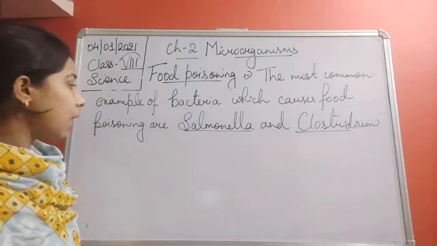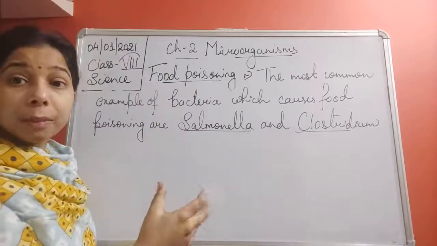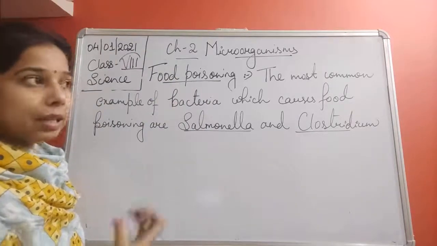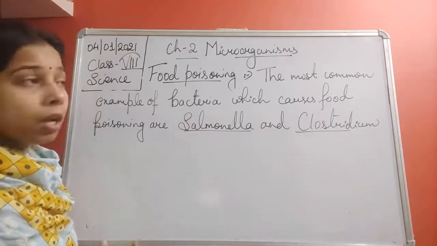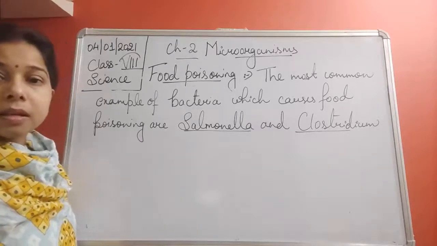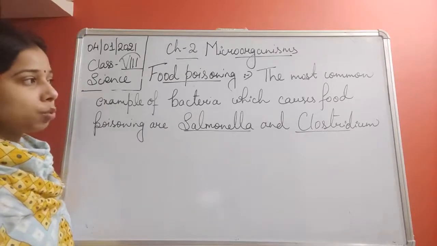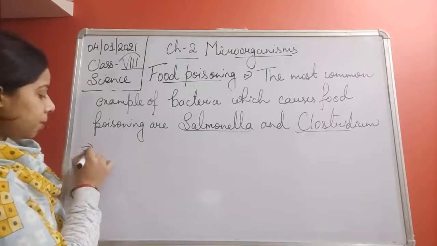Okay, so these are two very common types of bacteria which cause food poisoning. Salmonella is there, student. You have heard about Salmonella typhi. Salmonella typhi is a kind of bacteria which causes typhoid. So we can say both of them are bacteria which cause the food poisoning disease. Now, is fungus also responsible, student?